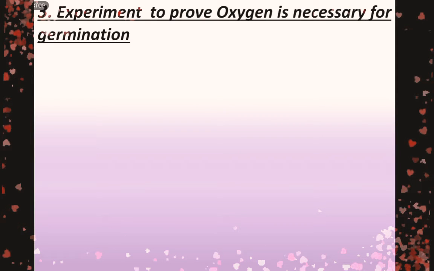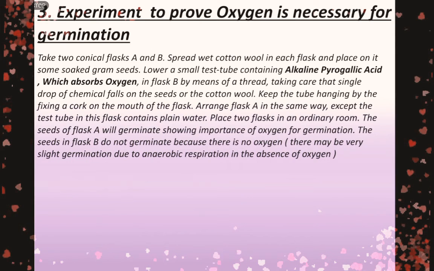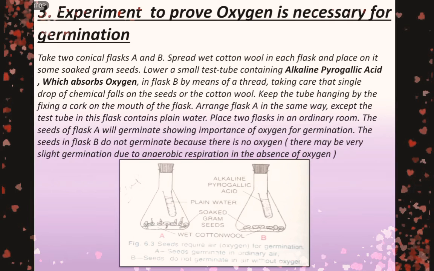Experiment to prove oxygen is necessary for germination. Take two conical flasks A and B, spread wet cotton wool in each flask and place soaked gram seeds on it. Lower a small test tube containing alkaline pyrogallic acid, which absorbs oxygen, in flask B by means of a thread, taking care that no drop of the chemical falls on the seeds or the cotton wool. Keep the tube hanging by fixing a cork on the mouth of the flask. Arrange flask A in the same way, except the test tube in the flask contains plain water. Place the two flasks in an ordinary room.